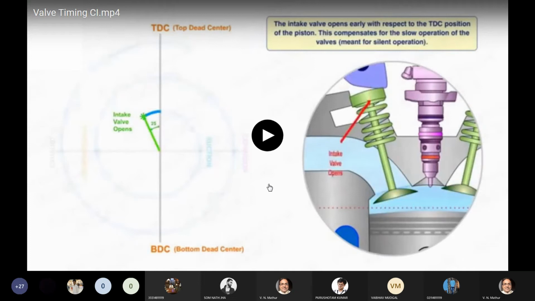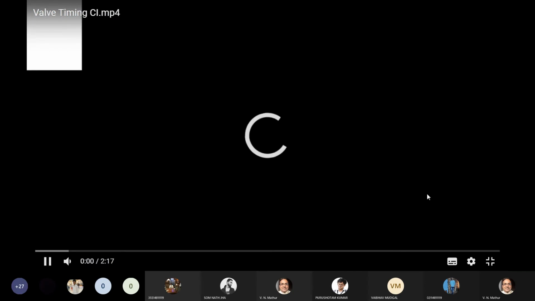So you have been asked to draw a valve timing diagram. This was for a CI engine, but an SI engine is also similar. Instead of this injector, there is a spark plug.